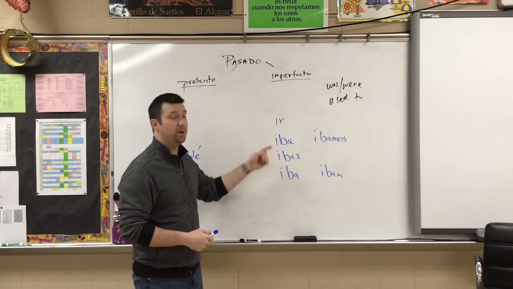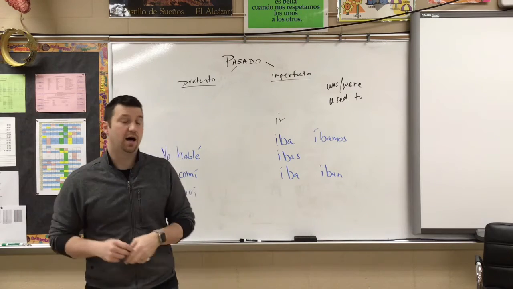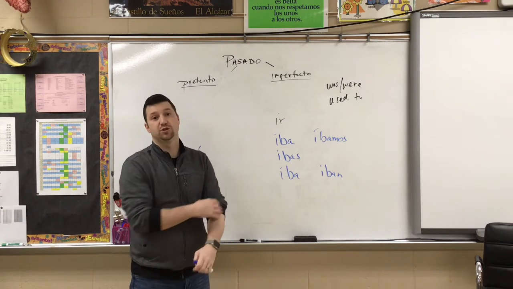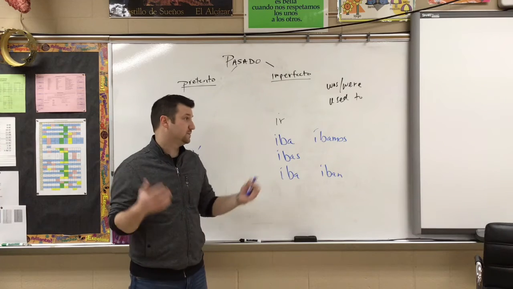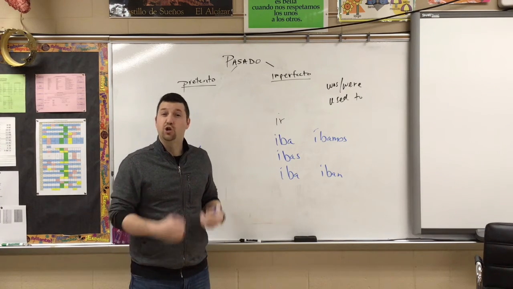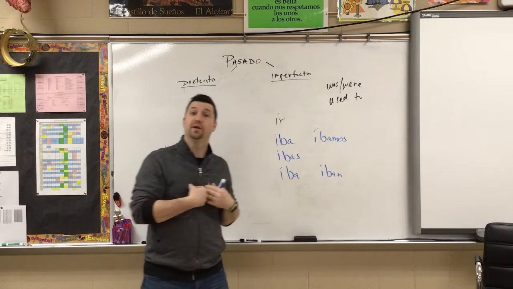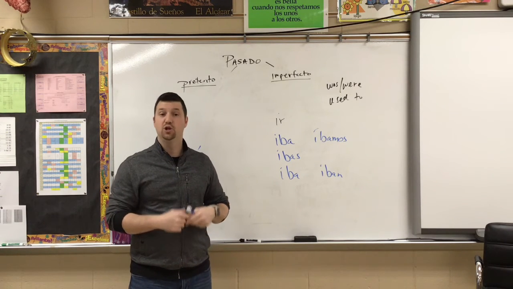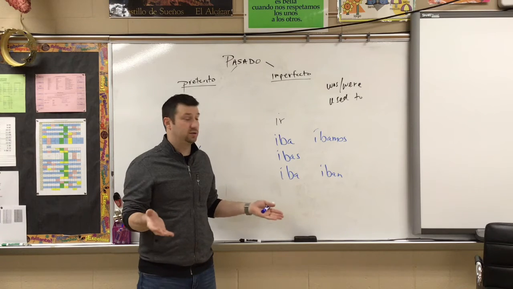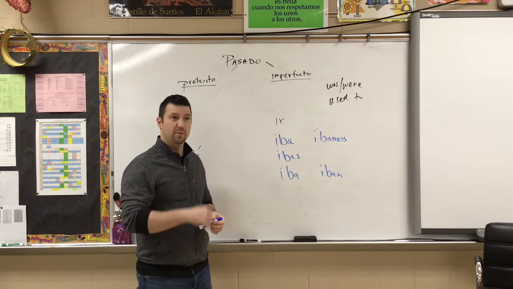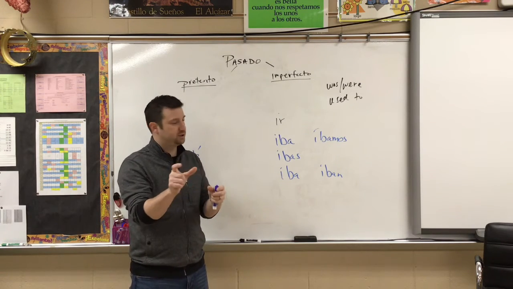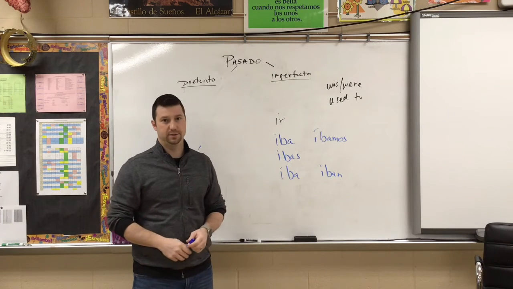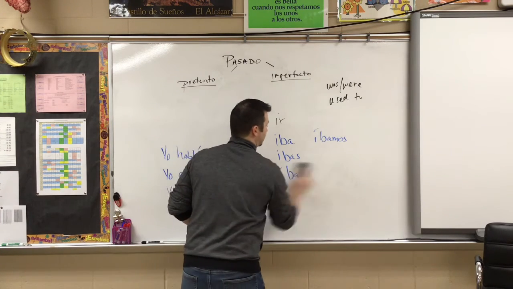This one is used a whole bunch when you're going to say, for example, I was going to go to the store, but I forgot, I didn't have time. Yo iba a ir, I was going to go. Yo iba a comer, I was going to eat. Yo iba a hablar, I was going to talk. Okay? Remember the ir plus a, that great expression? Used a lot.